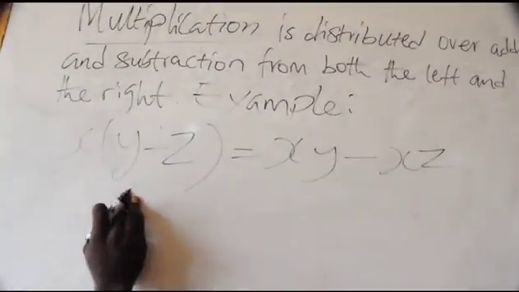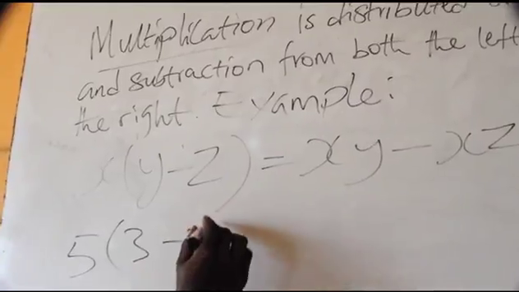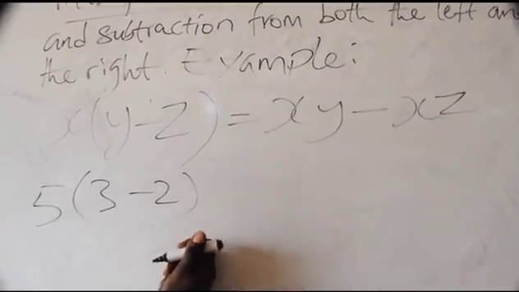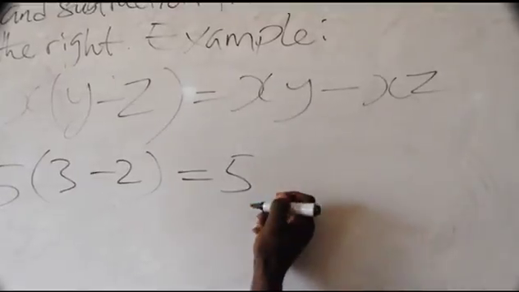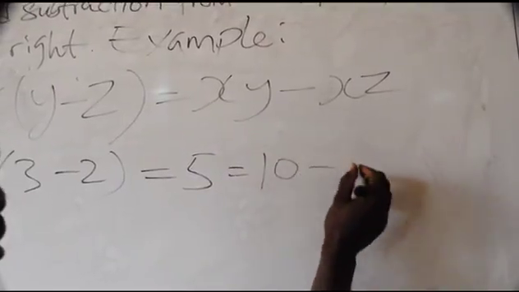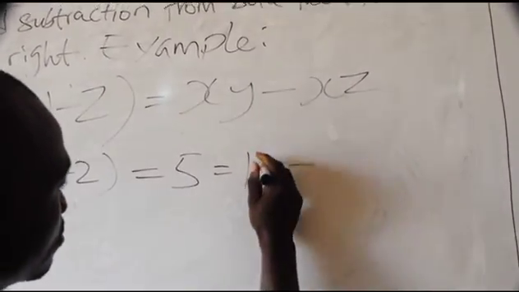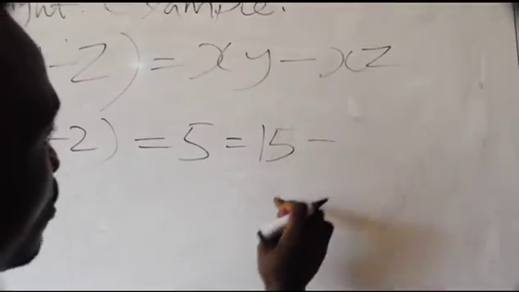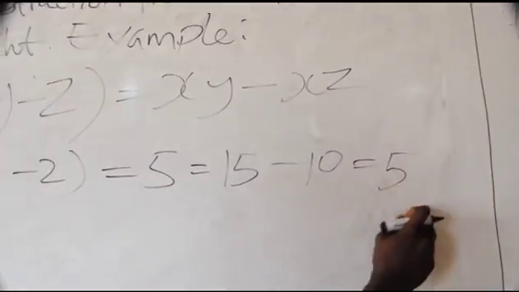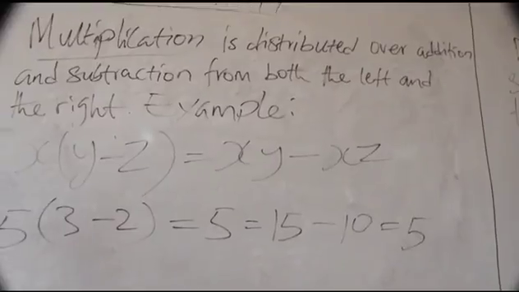If x is equal to 5, y is 3 and minus z is minus 2, so we have 5 times (3 minus 2). 3 minus 2 is 1. 5 times 1 is 5. So we have the answer to be 5. Equal to, so let's see now. 5 times 3 is 15 minus 5 times 2, 10. 15 minus 10 is 5. So this is equal to this. Thereby, multiplication is distributed over subtraction from the left hand side.